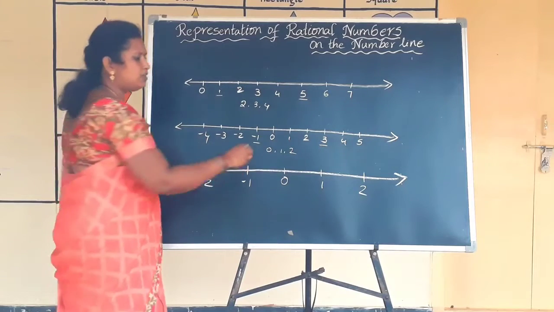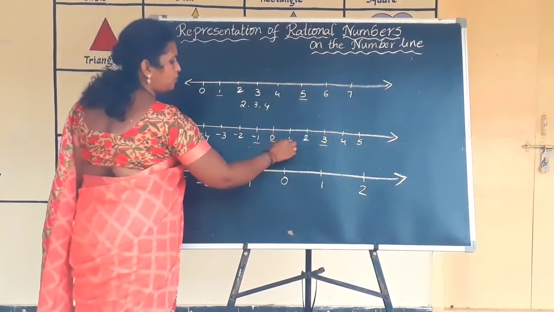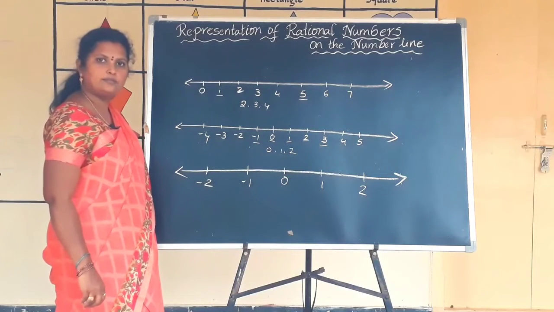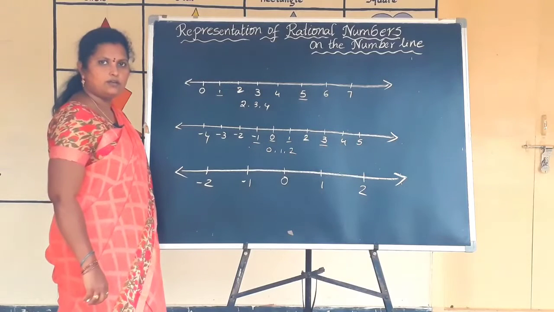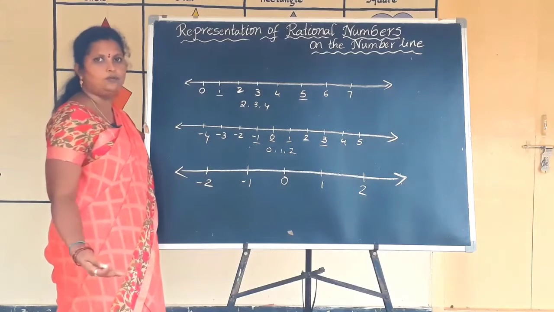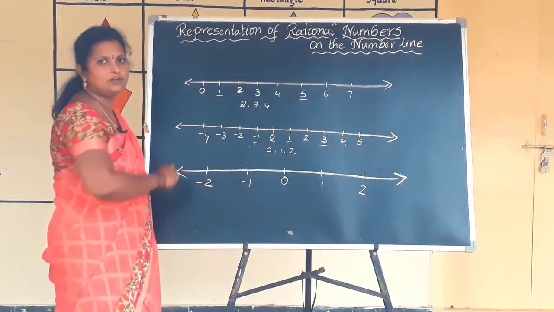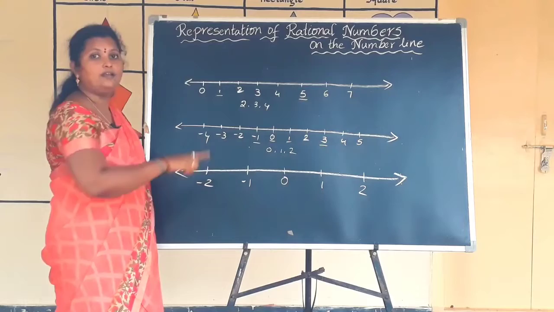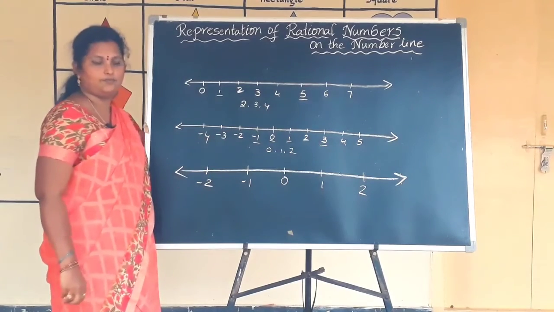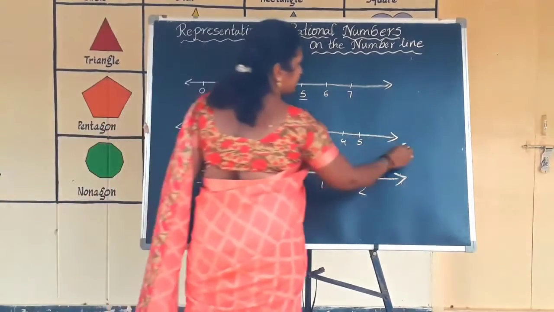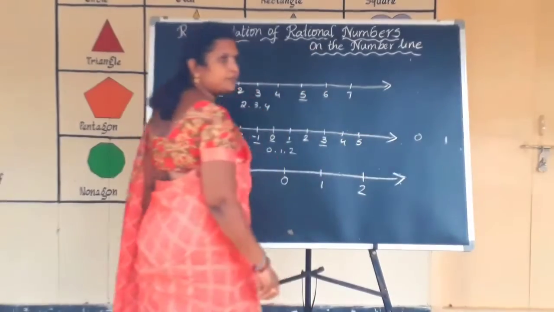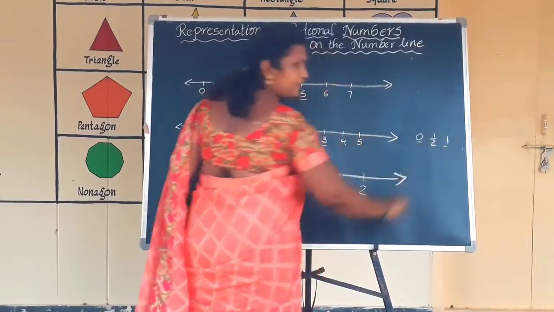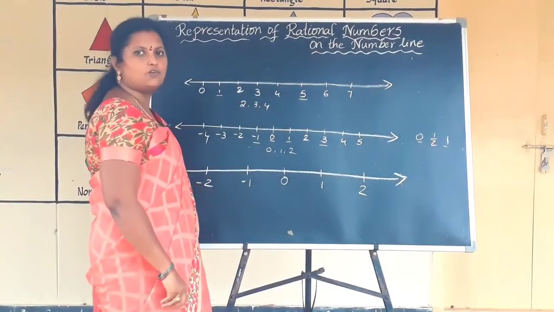Now what are the numbers in between 0 and 1? Is there any integer in between 0 and 1? Can you say? No, because there is no integer between 0 and 1. But there is a rational number in between 0 and 1. Is it correct or not? Let us see what numbers between 0 and 1 we are having. We know the number between 0 and 1 is half, that is 1 by 2. Is it correct or not?